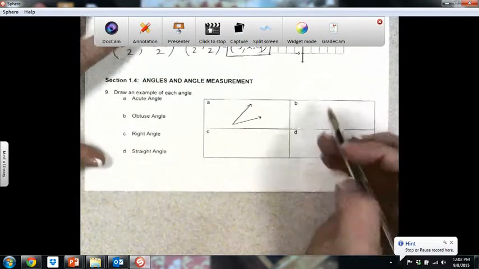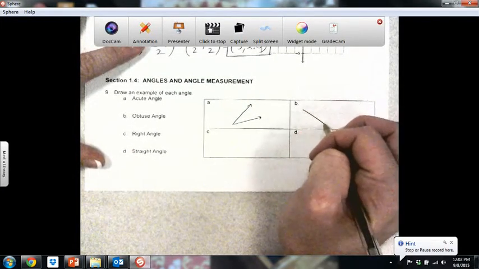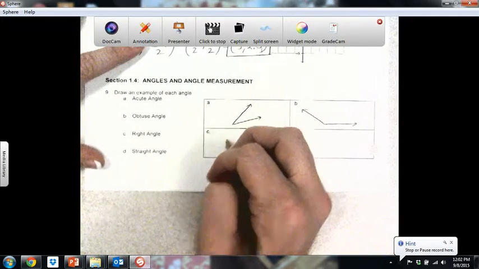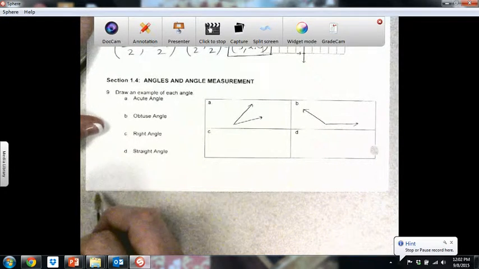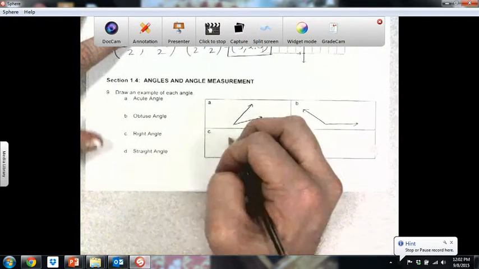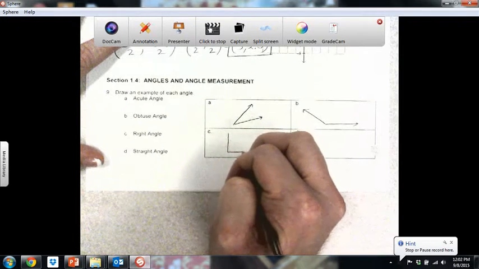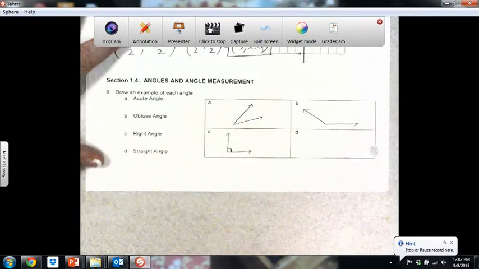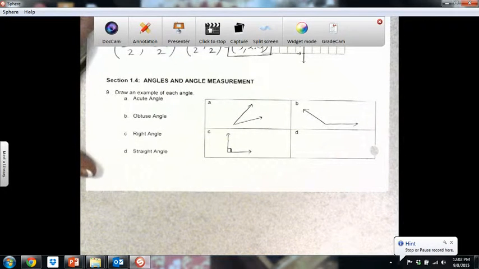An obtuse angle is larger than 90 degrees, so that might be something more like this. Whereas a right angle looks like the corner of your piece of paper, right? So this should be a 90-degree angle. When we show that something is 90 degrees, we put the little box in the corner. So even if I didn't draw this perfectly, that little box in the corner indicates that it's a right angle.